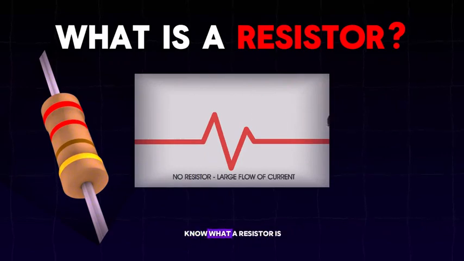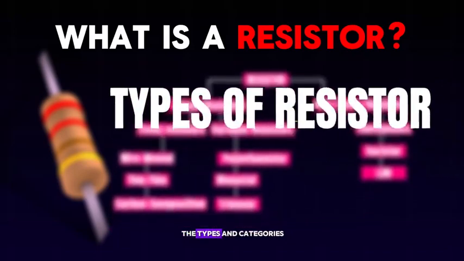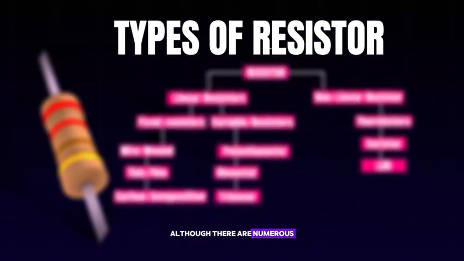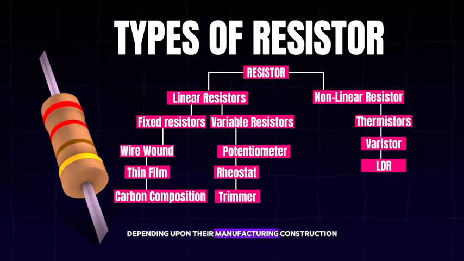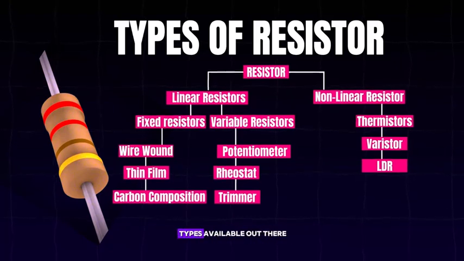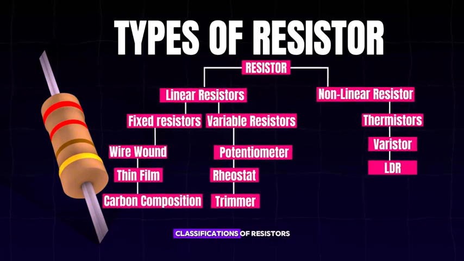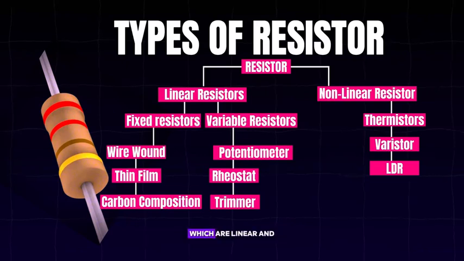So now that you know what a resistor is, let me now list the types and categories of resistors, although there are numerous types of resistors that are available and can be used in electronic circuits. But these different types of resistors have different properties depending upon their manufacture and construction. But with all those types available out there, there are 2 main classifications of resistors, which are linear and nonlinear resistors. But to make it easier, let's talk about each of them step by step.